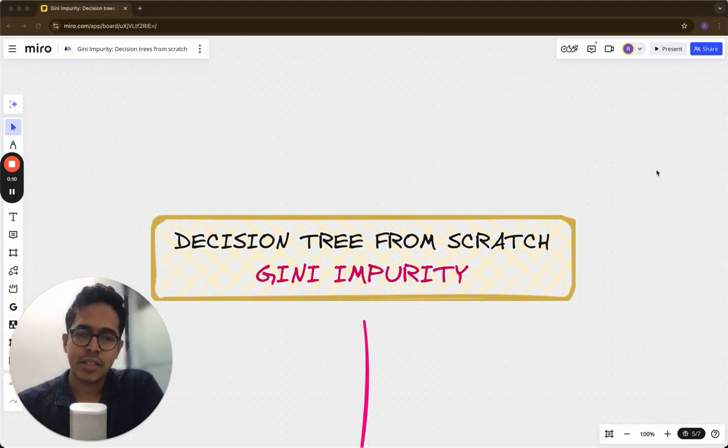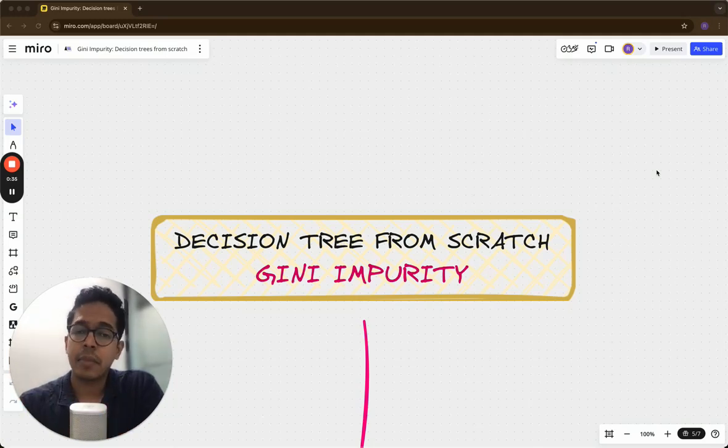In the last two lectures, we understood the theory behind decision trees. We also implemented a decision tree from scratch, but the criterion that we used whenever we decided to split a node into two or more branches was something called information gain, which was based on a concept called entropy. If you are not familiar with these concepts, don't worry, I'll be recapping this very briefly in today's lecture.